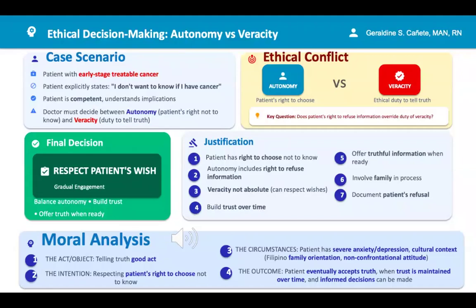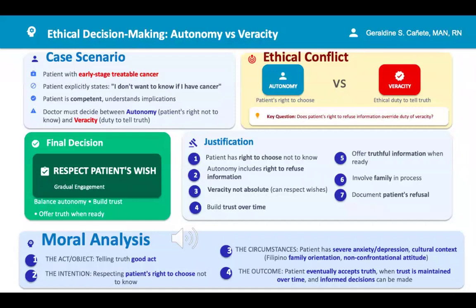However, there are of course some objections to this approach. One objection could be, the patient cannot make informed decisions without knowing their diagnosis. And one appropriate response would be, while ideal, autonomy allows for the refusal of information. Focus on discussing treatment options and their implications without explicitly stating the diagnosis, if possible.